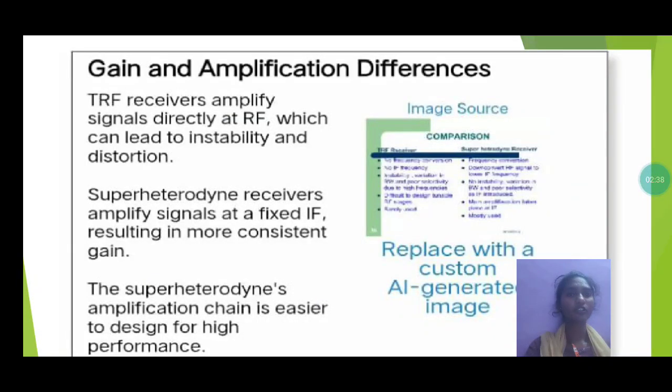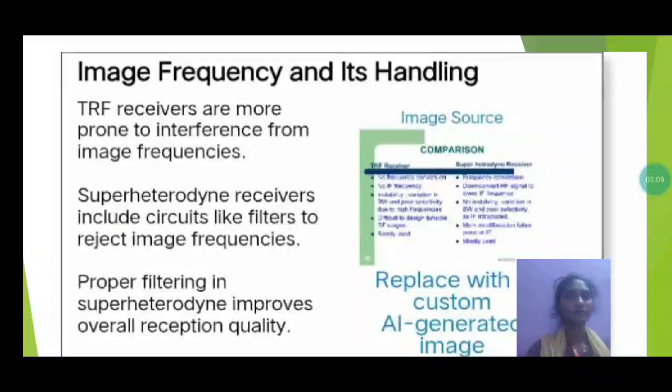Gain and amplification differences. TRF receivers amplify signals directly at RF, which can lead to instability and distortion. Super heterodyne receivers amplify signals at a fixed IF, resulting in more consistent gain. The super heterodyne amplification chain is easier to design for high performance.